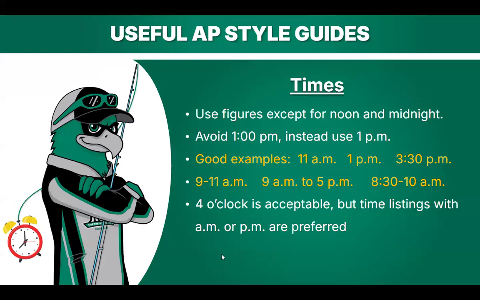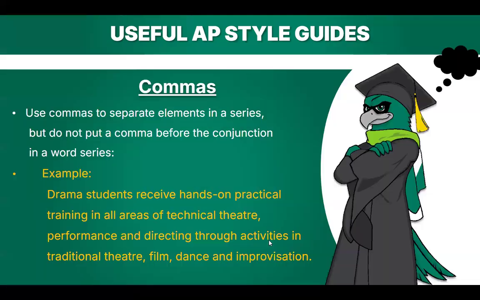Times, we use figures except for noon and midnight. Avoid using zeros like 1:00. Instead, use 1 p.m. Good examples: 11 a.m., 1 p.m., 3:30 p.m. 4 o'clock's acceptable, but time listing with a.m. and p.m. are preferred.